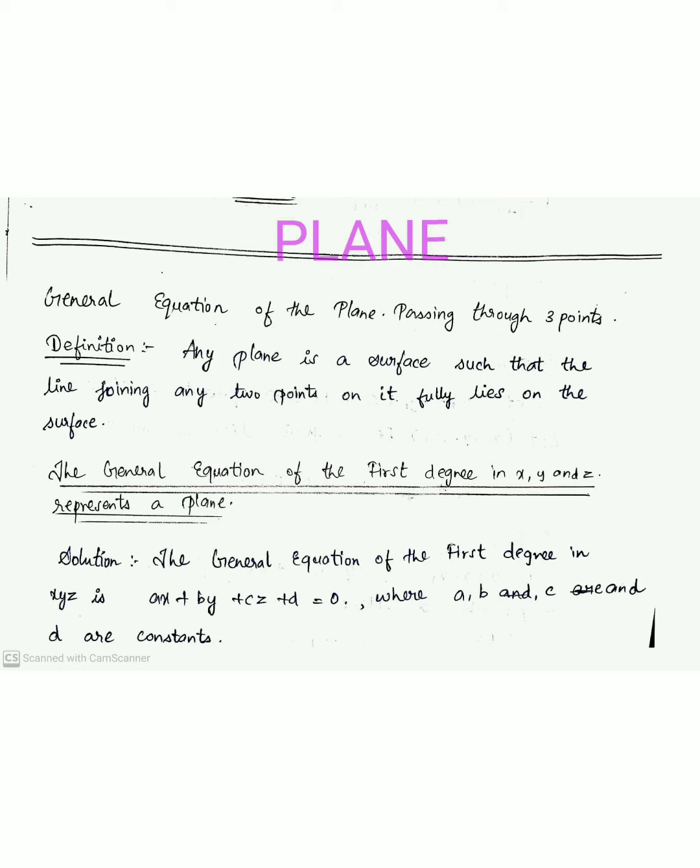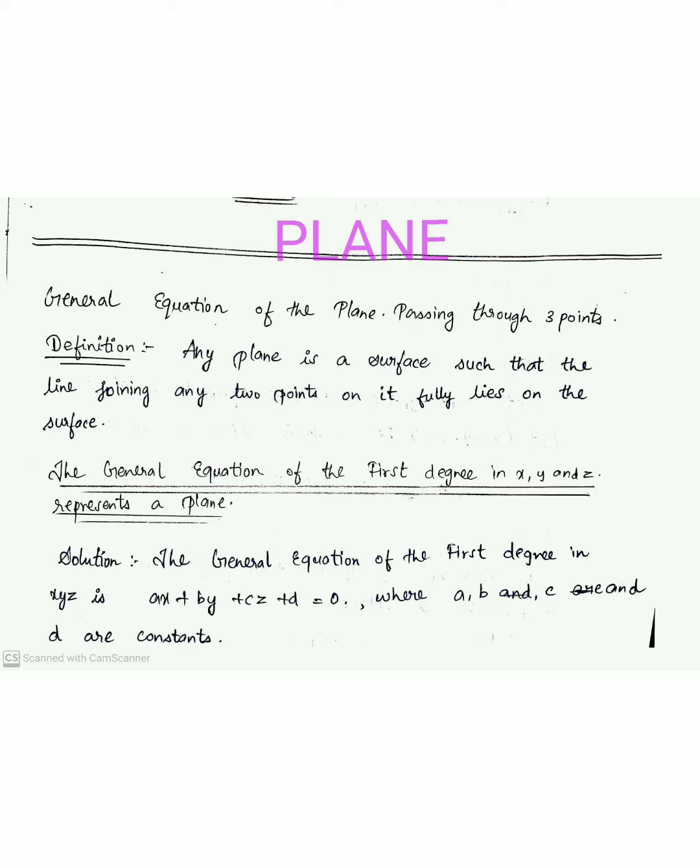Next we see the general equation of the plane of the first degree. The general equation of the plane of the first degree is ax + by + cz + d = 0. Here a, b, c and d are constants. This is important. The general equation of the plane is ax + by + cz + d = 0.